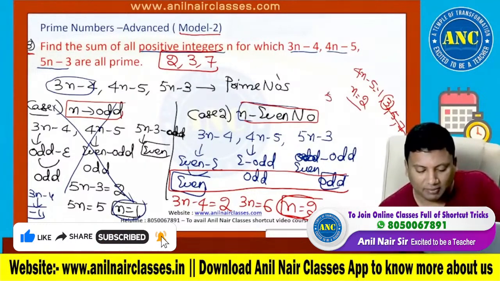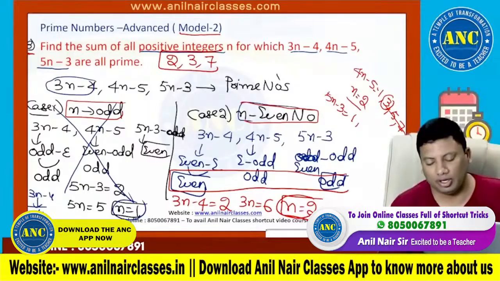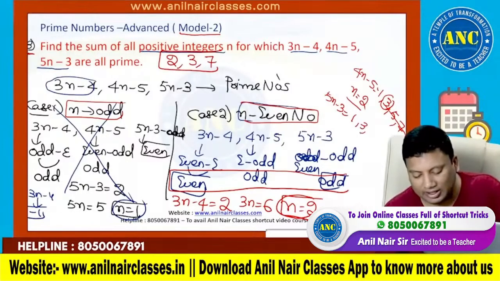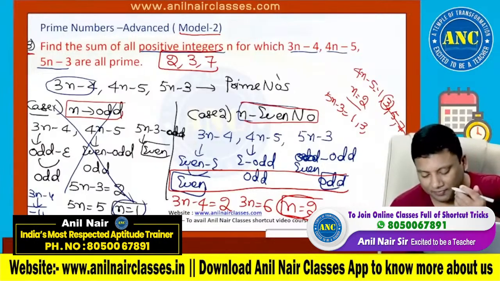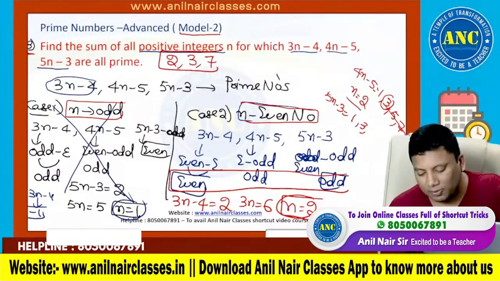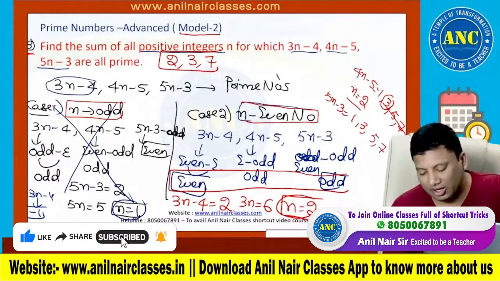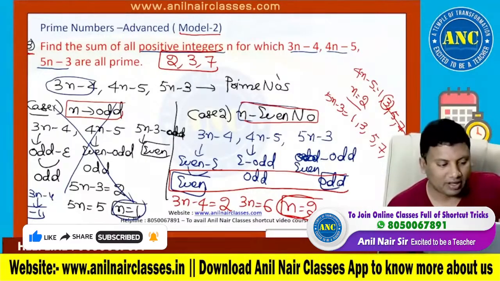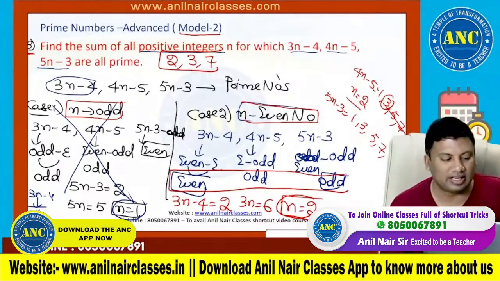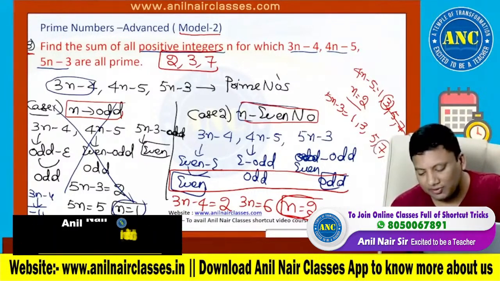Similarly, 5n minus 3 is an odd number. If I take the lowest odd number 1, 5n equals 4, and n will be a fraction. If I take 3, 5n will be 6, n is 6 by 5, not possible. If it is 5, 5n equals 8, 8 by 5, not possible. 5n equals 10, n equals 2. That is what we did: 5 twos are 10, 10 minus 3 is 7. Any other value? 7 we got, right?